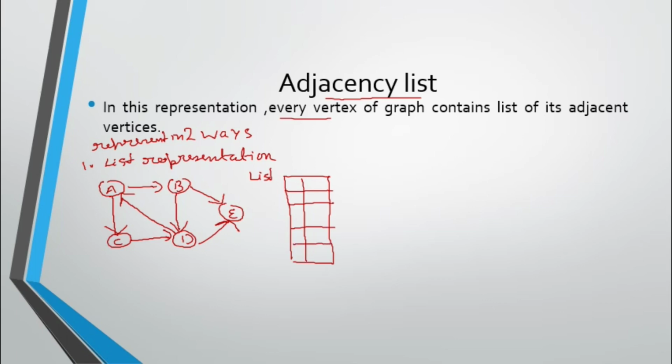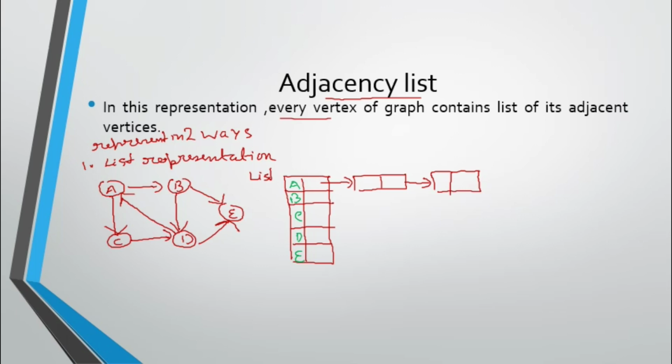So we have 5 vertices here, so I can write A, B, C, D, and E. And the link will show from A, where all you can go. I can go to B, I can go to C. That's all. I cannot go anywhere else. So you have to draw two lists, one for B and another one for C.